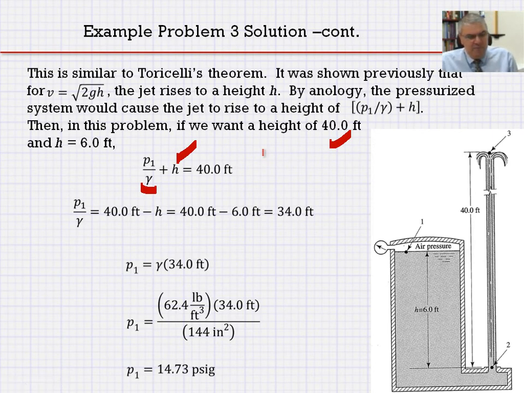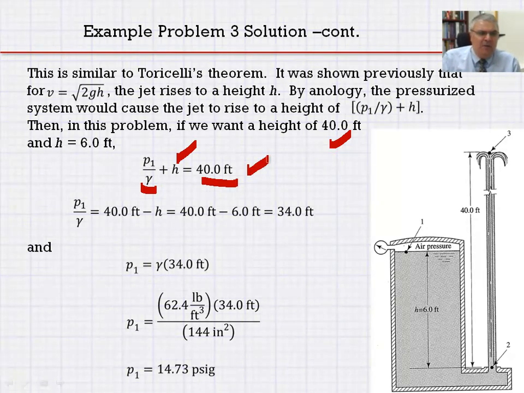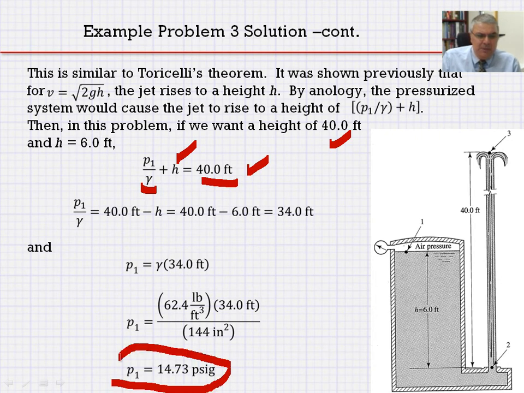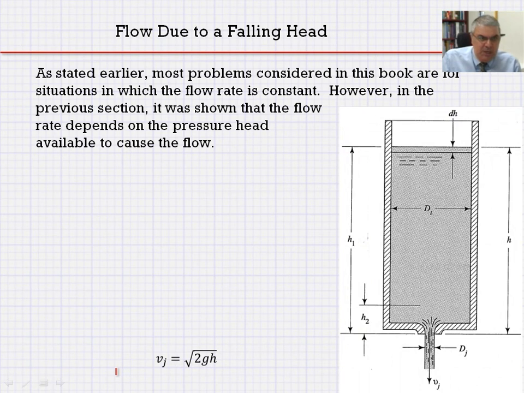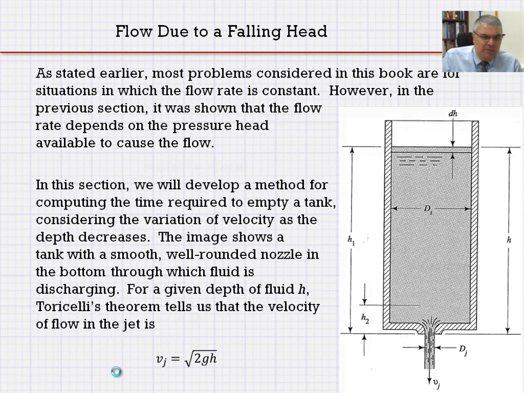So the 40 feet is the rise. It's the desired rise. H is given, gamma is given. All we really need to do here is a numerical substitution and calculate P sub 1 as 14.73 psi G. Let's take a look at a falling head.